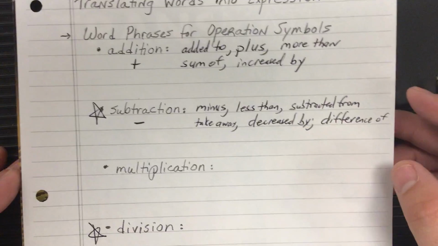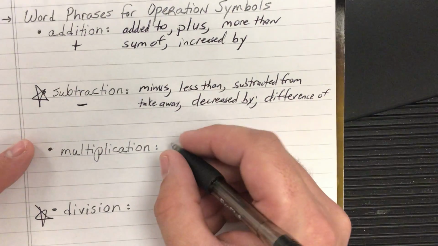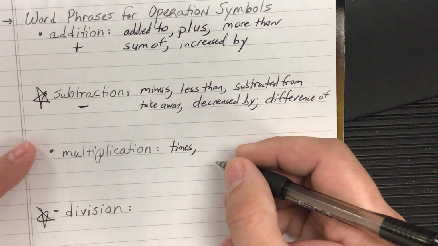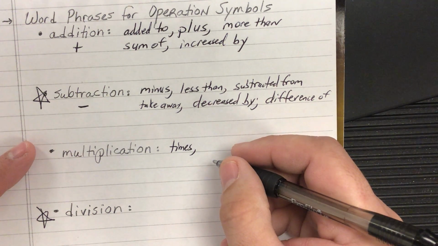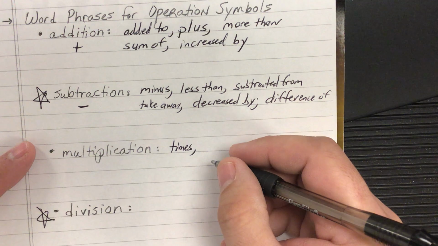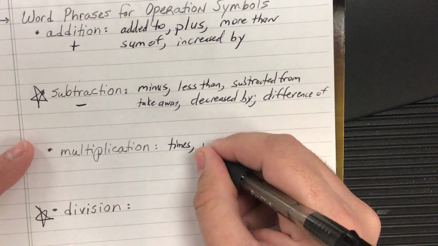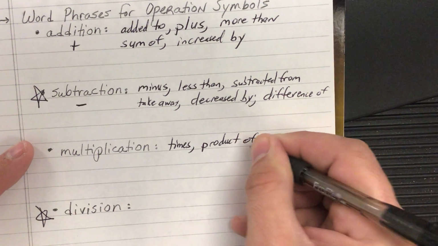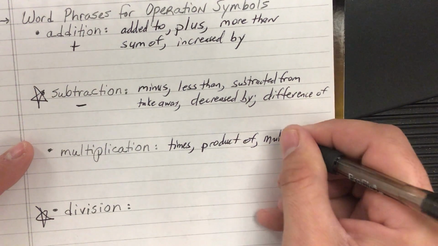Multiplication. What are some words that mean multiply? Times. Anybody else gonna say anything? Multiply. Product of. Multiplied by.